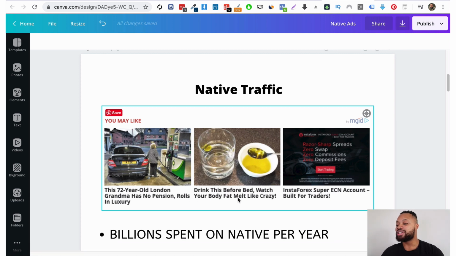Here's another one. Drink this before bed. Watch your body fat melt like crazy. We have this drink, or whatever, this potion, and we have this oil. I don't know what that is, but it looks like oil to me, or maybe it looks like the fat that's melted. Your brain is going to be thinking about so many different things. You're just going to be curious, like, what does this mean?